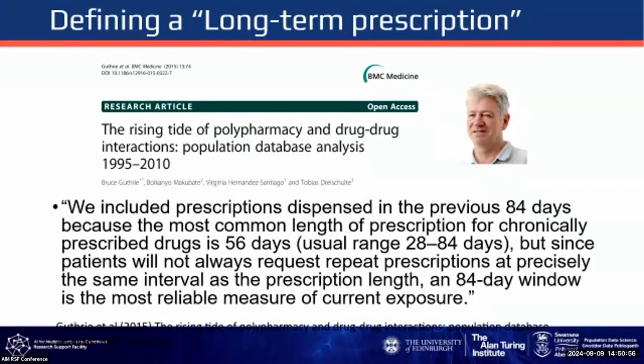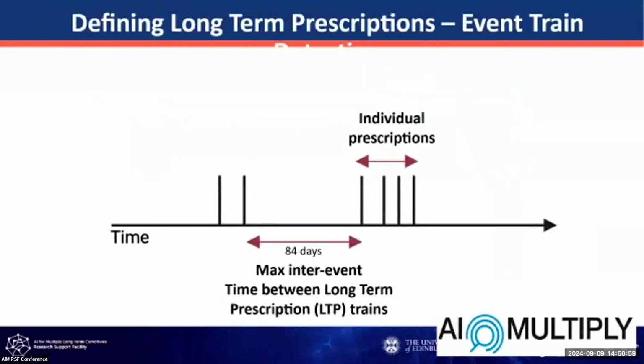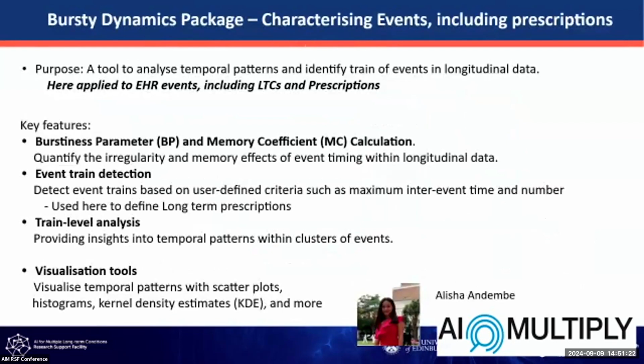And we thought, right, well, let's try testing that. We're interested in dealing with event data, and we've developed a tool that allows us to automatically identify groups of events with different windows. So we looked at an 84-day window, and we looked at a whole range of other windows with that tool. And the package developed by Alicia and my team, the Bursted Dynamics package, we've used across events in healthcare records. So we've used it also for looking at the burstiness of healthcare data.